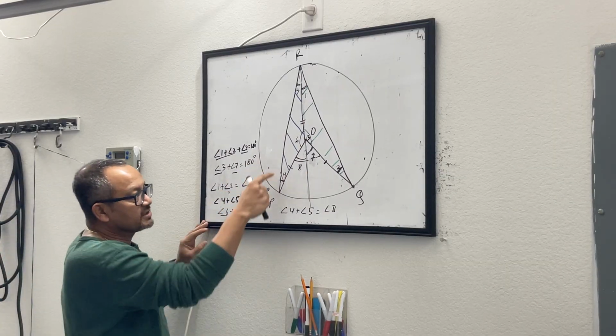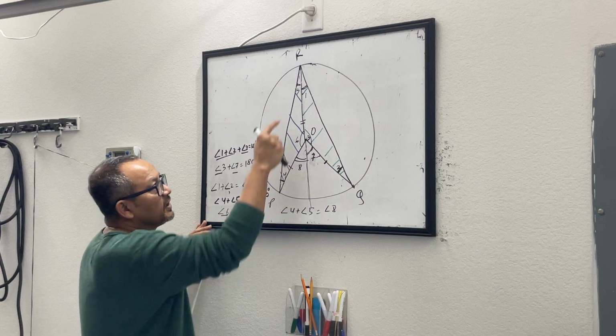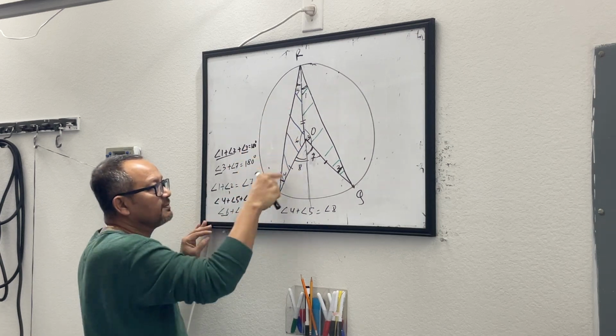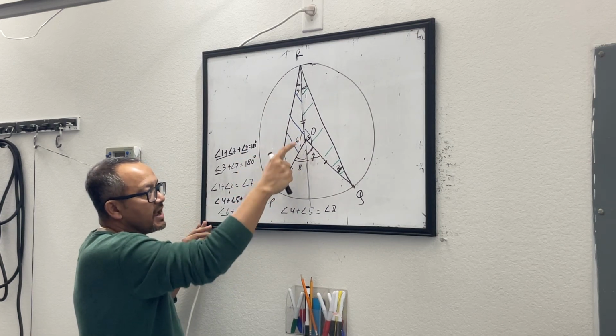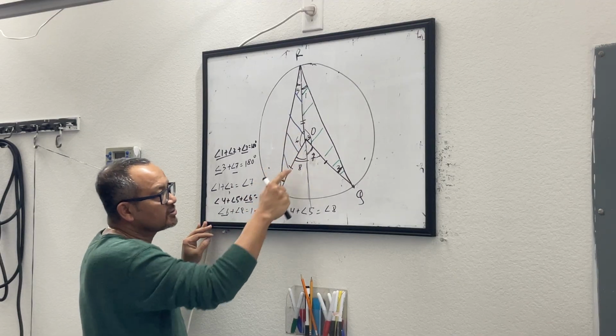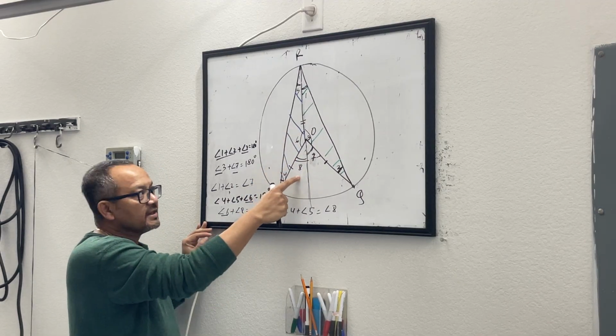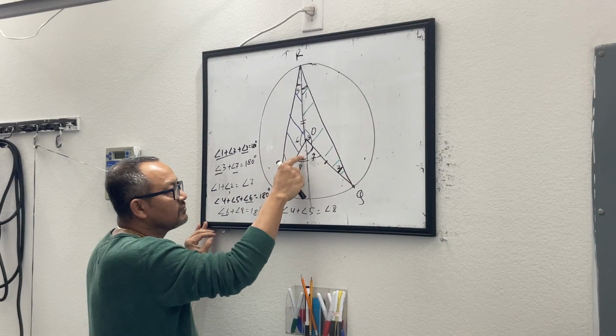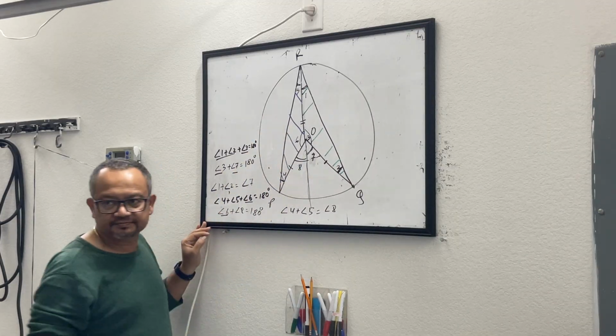Now come to the blue triangle. Same thing, I am repeating myself. 4 plus 5 plus 6 is 180 degrees. And along this line, angle 6 plus angle 8 also adds up to 180 degrees. That means this angle is equal to this plus this.